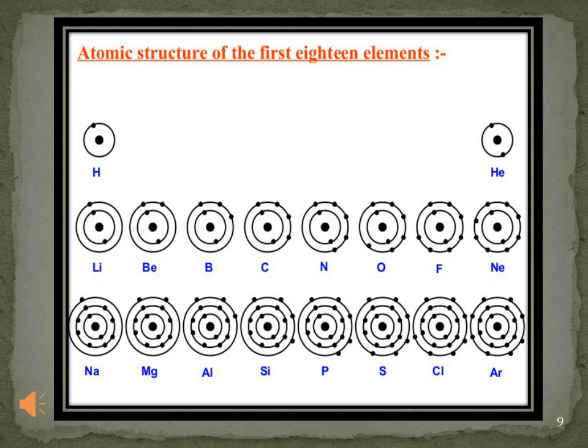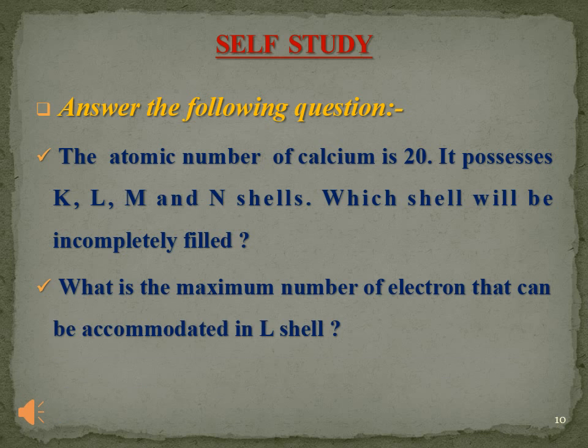So this is how the first 18 elements are shown schematically by the structure of these atoms. So students, this was the concept of neutron and the concept of how electrons are distributed in different orbits or shells. And on the basis of the above discussion, I have given some questions for self-study.